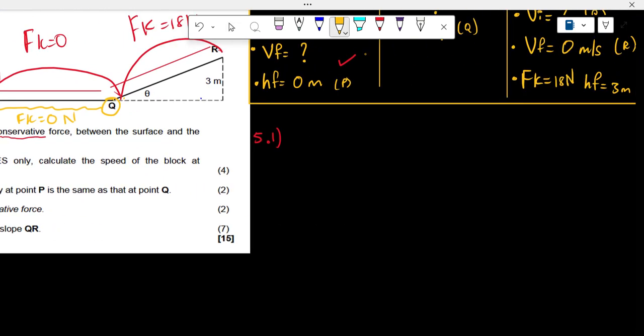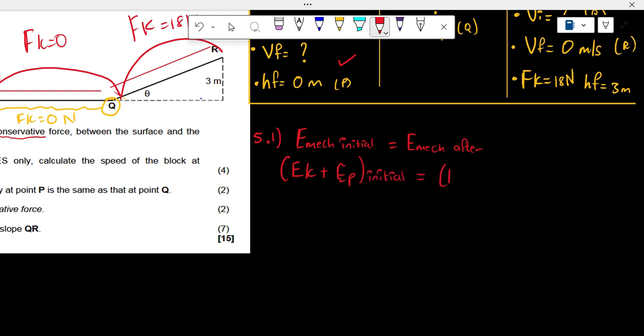According to the principle of mechanical energy conservation, the mechanical energy in the beginning, or initial, is equivalent to the mechanical energy after, or final. So we're going to be looking at the kinetic energy plus the potential energy initially, and that's equal to the kinetic energy plus the potential energy finally.